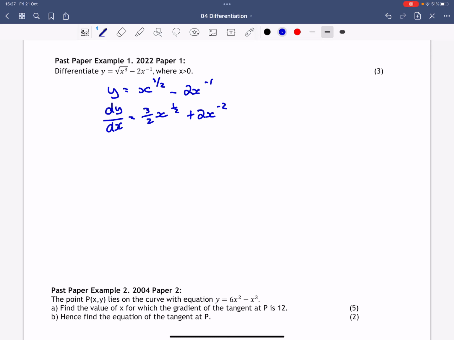If you wanted to, you could go ahead and write it with positive powers. You don't have to at all. It would give you 3 root x over 2 plus 2 over x squared. I wouldn't recommend doing it if you're dodgy with your index laws, so you would be absolutely fine to just leave it there.